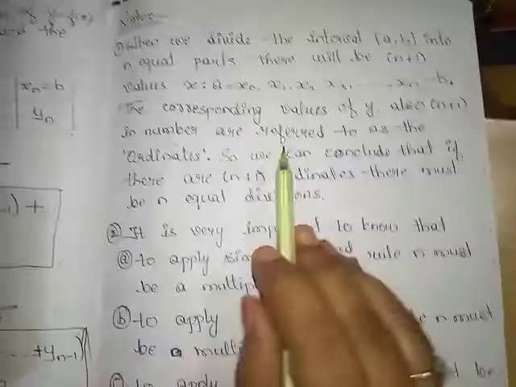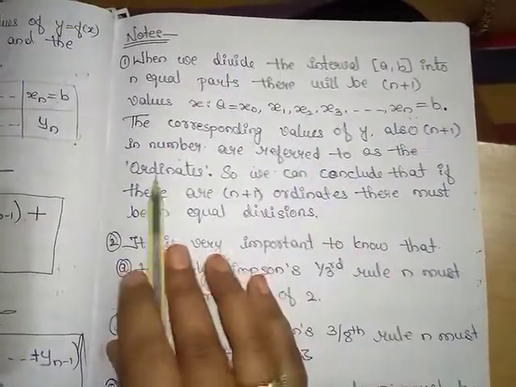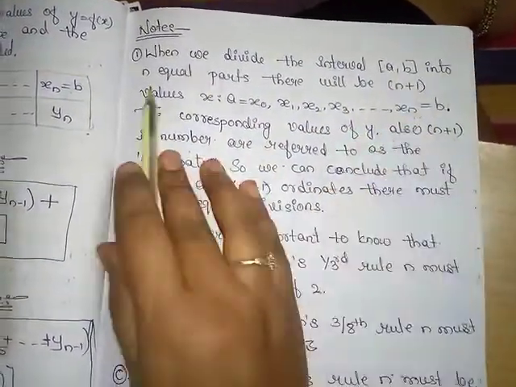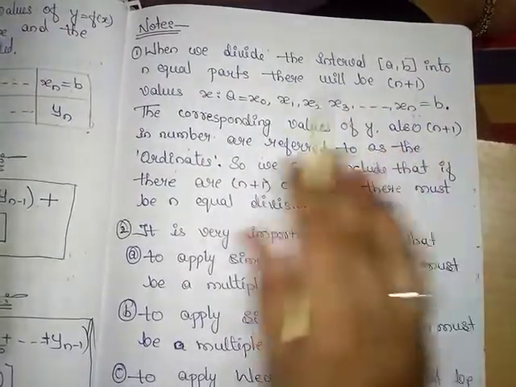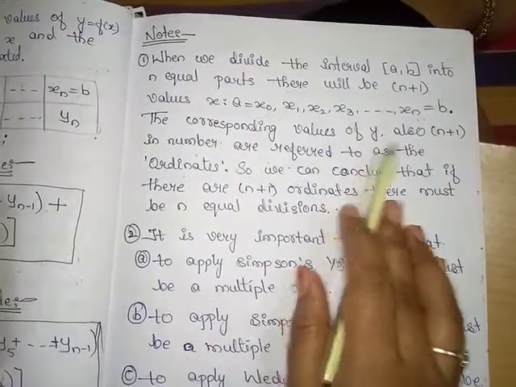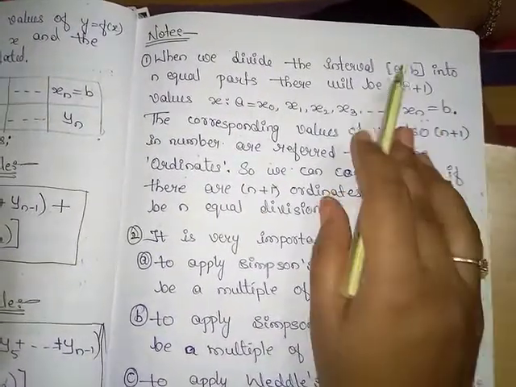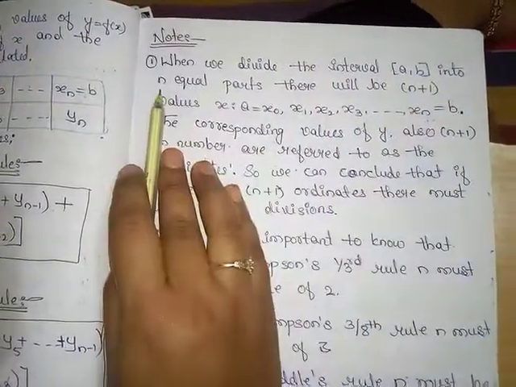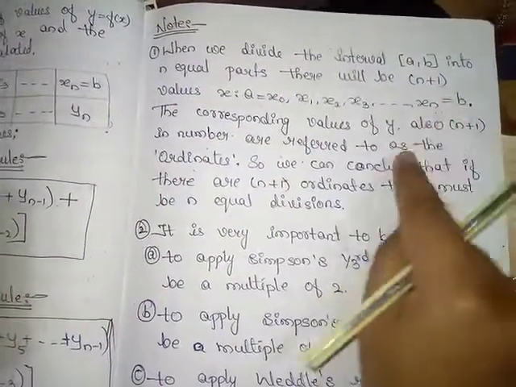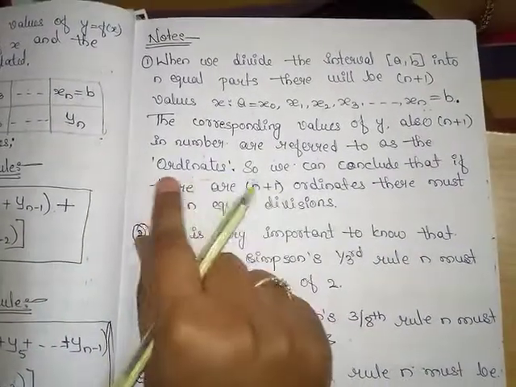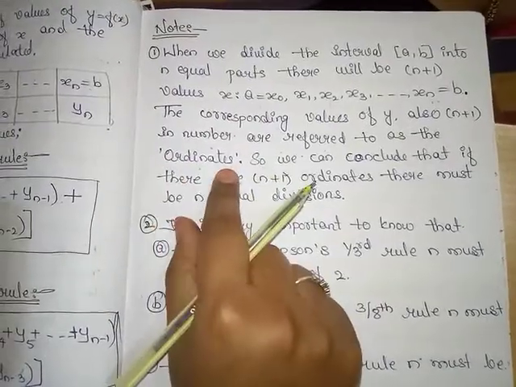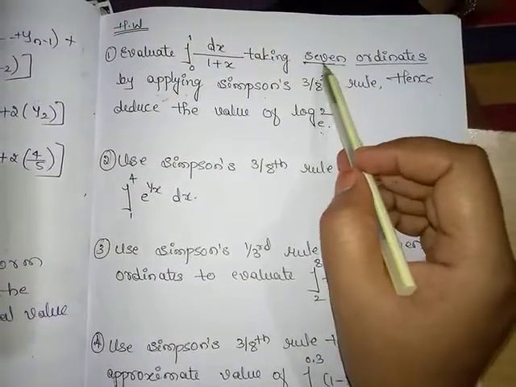See here in the note we have the term ordinate. What is that? When we divide the interval a comma b into n equal parts, there will be n plus 1 values, right? Then the corresponding values of y are also n plus 1. These n plus 1 values are called ordinates.